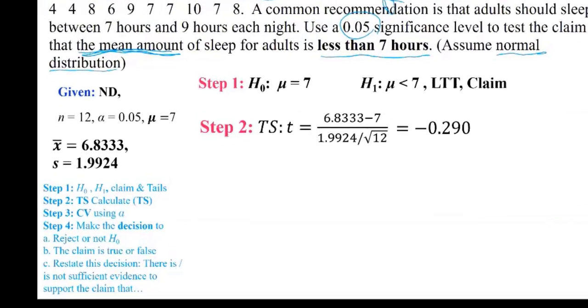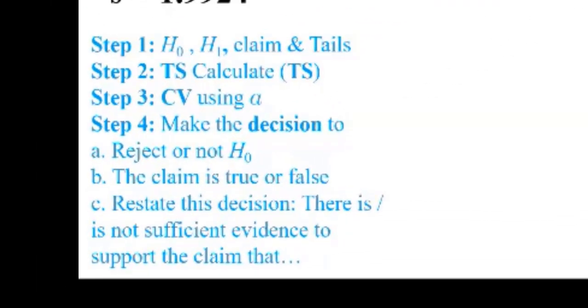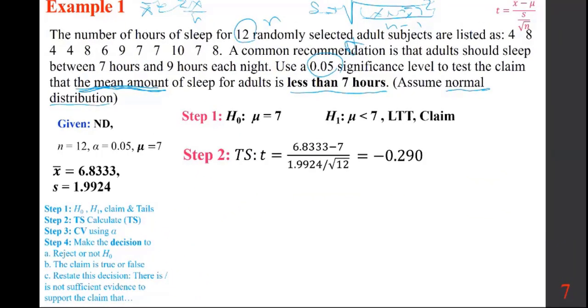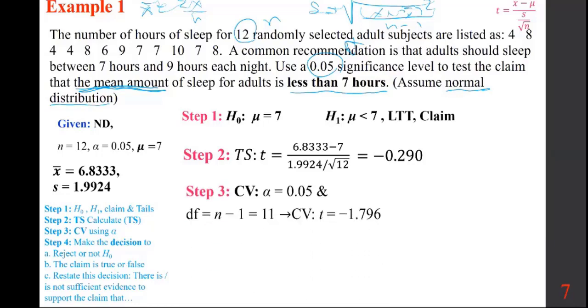The third step involves the critical value. Critical value comes from the choice of alpha. Alpha is given as 0.05. This is using the t distribution because sigma is unknown. So we need degrees of freedom, which is n minus 1, and the table. By now, I think we are comfortable with using the table. It results in t being negative 1.796.